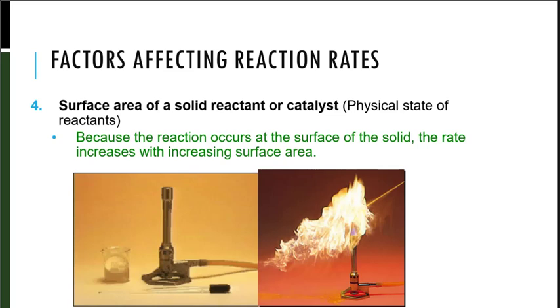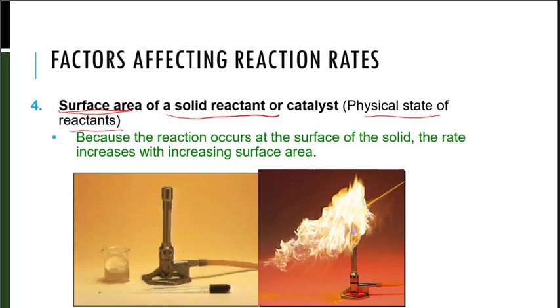Also, number 4, we can look at the surface area of a solid reactant or catalyst and the physical state of reactants. Only molecules at the surface of a solid can come in contact with other reactants. The smaller the particles of a solid, the more molecules are found on that solid's surface. So with really small particles, the effect of surface area on the rate can be quite dramatic.